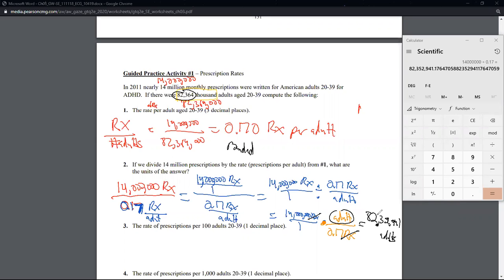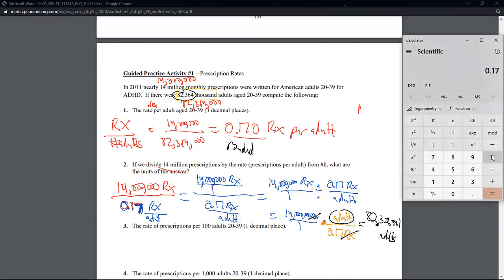So what this shows is we took the 14 million prescriptions and the rate, and we did something with them to get an answer, and the answer was something we had already seen. So there's a strong relationship between these two numbers when divided. What happens if you multiply? If you multiply this 14 million prescriptions by 0.17 prescriptions per adult, you're going to get a nonsense answer.